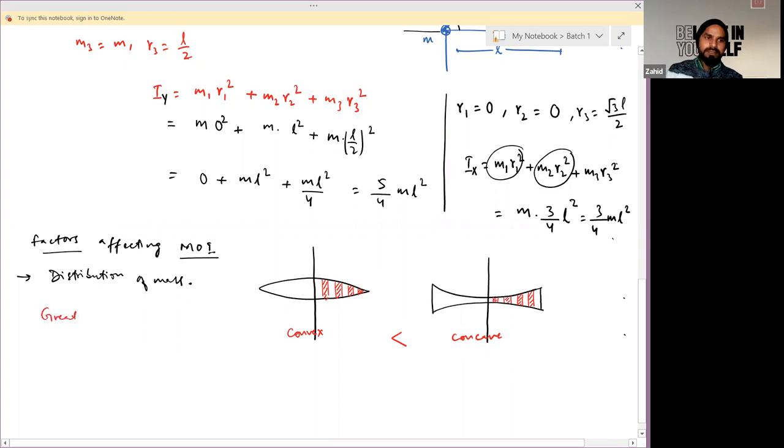So just remember, the greater the mass distributed at its end, it will have more moment of inertia.